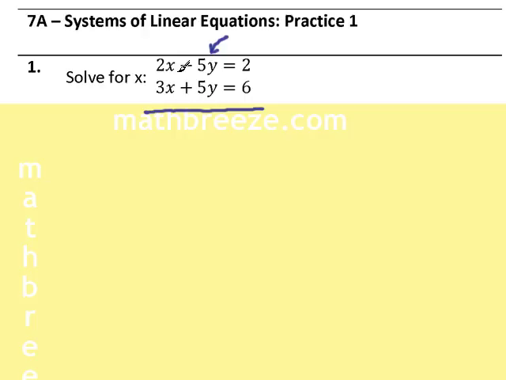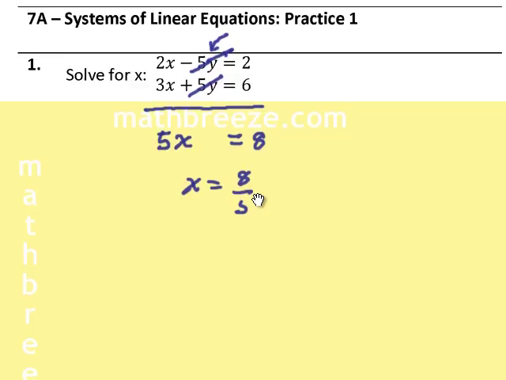So add this column, and we have 2 plus 3 is 5, 5x. These two cancel, and that's good. That's what we want. And here we have 8. So we have x is equal to 8 over 5. All right, in this example, we're only asked to solve for x, so we're going to stop here.